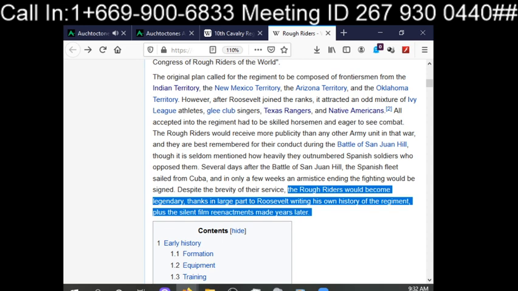So is that the reason why Roosevelt was for Cuba getting their independence, because the Seminoles were going back and forth?